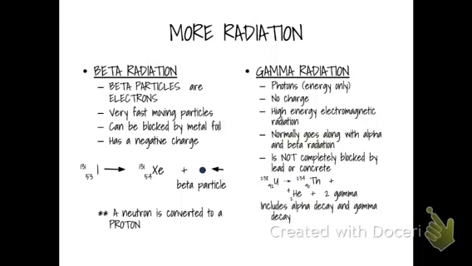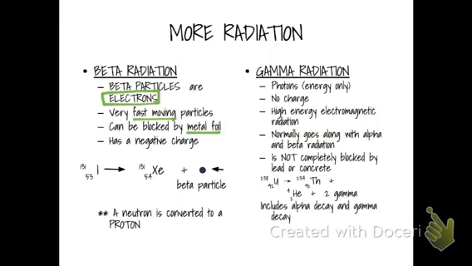Alright. There are two more forms of radiation that you need to be aware of. Beta radiation. Beta particles are essentially electrons. And that's important to know. They are very fast. They can be blocked by metal foil. So in some old school 80s movies, sometimes the crazy guy is walking around with aluminum foil on their head. And the reason they're doing that is because they're trying to block beta radiation.